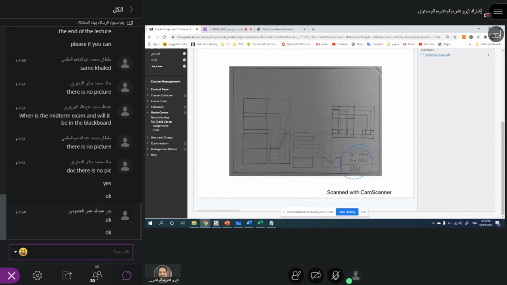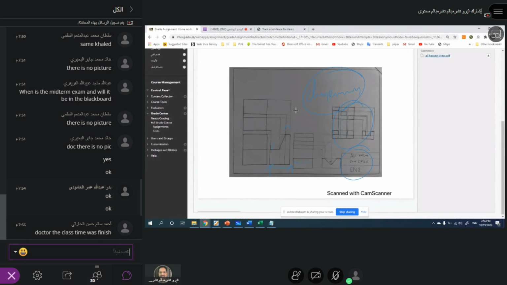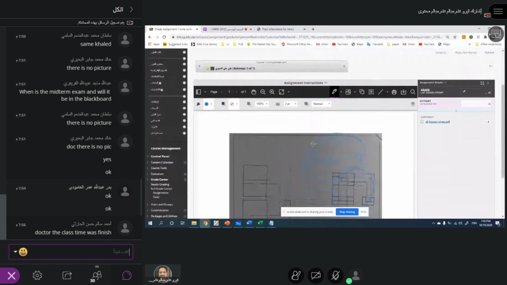This is wrong. Huh? What is this? The dimension is wrong actually. What is the dimension? The dimension is given, right? Which dimension? Huh? You freehand, you make it without dimension? I gave you the dimension clearly, right?